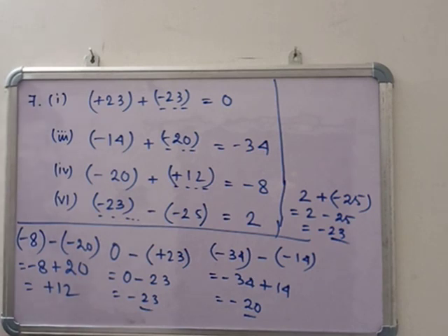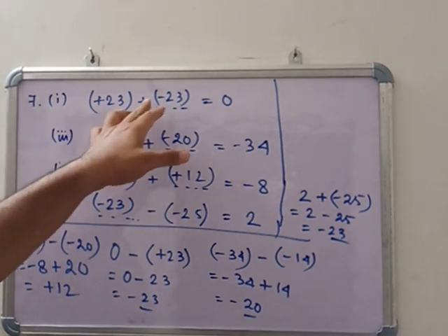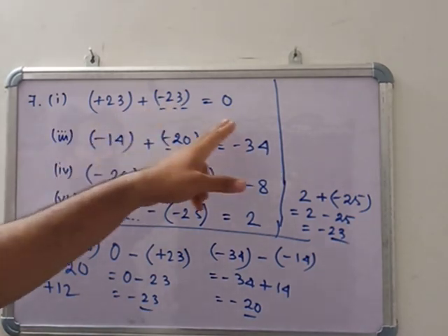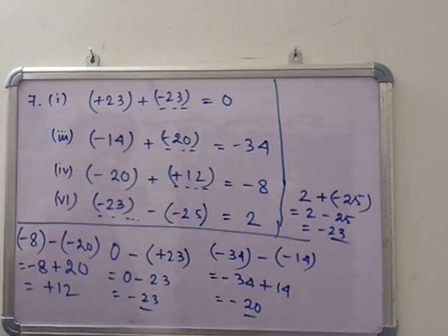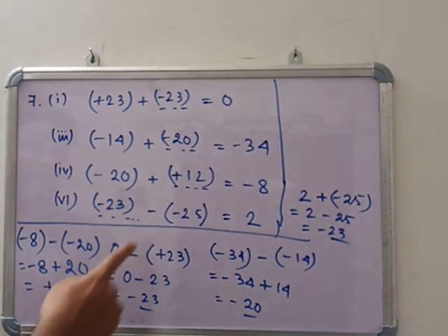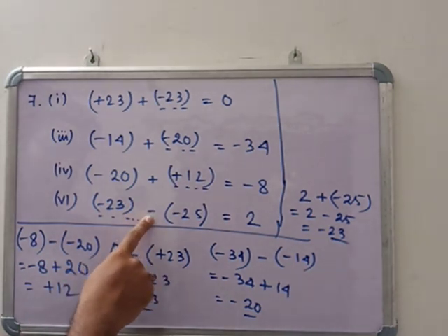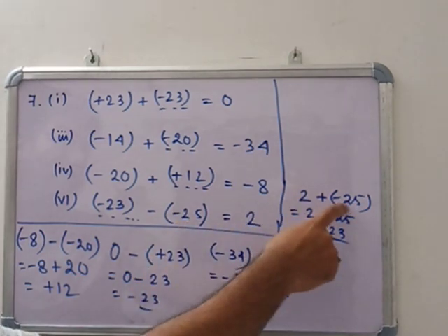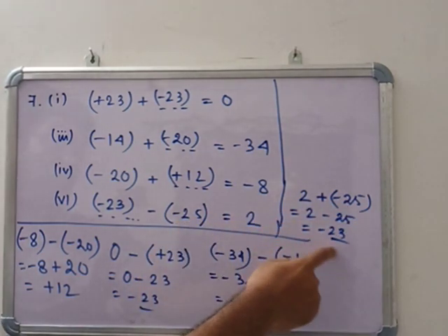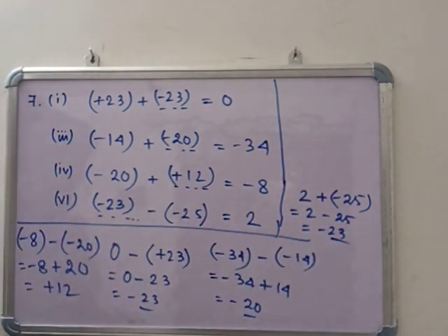Okay. So you have to learn the method. When plus is in the middle, then you have to subtract the given number from the given answer. And when minus is there, that means you have to plus. So 2 plus minus 25. That means 2 minus 25, this is minus 23. Okay, that's all for number 7.